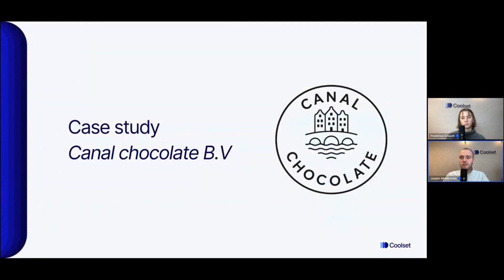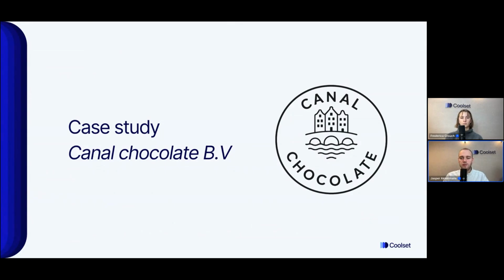Now we move on to a case study, so make it a bit more practical. For those that perhaps have been part of the UDR winter school that we kicked off yesterday, you'll recognize this company. We are going to look at Canal Chocolate BV. BV standing for kind of a Dutch company type, and we'll have a look at how they calculate their carbon emissions and where they focus their time.